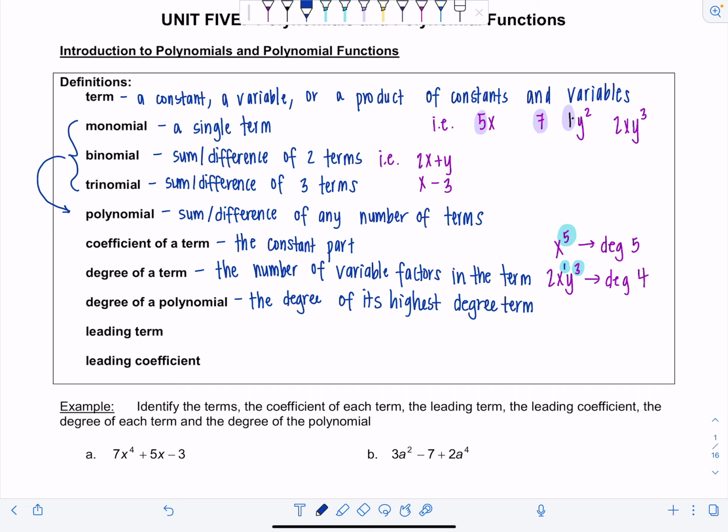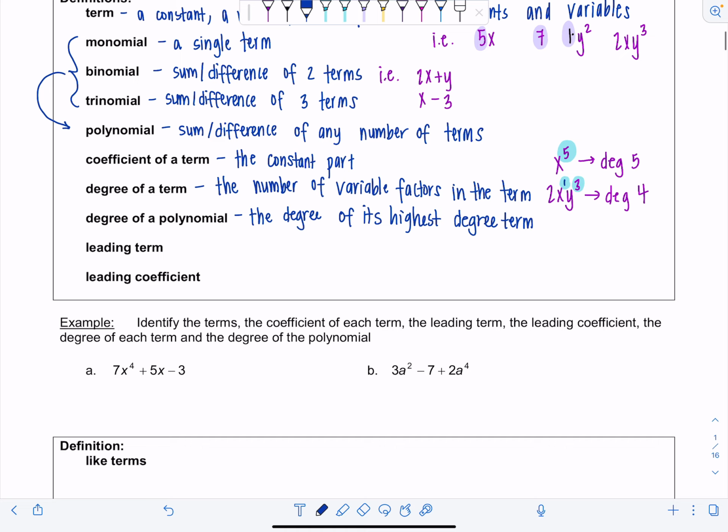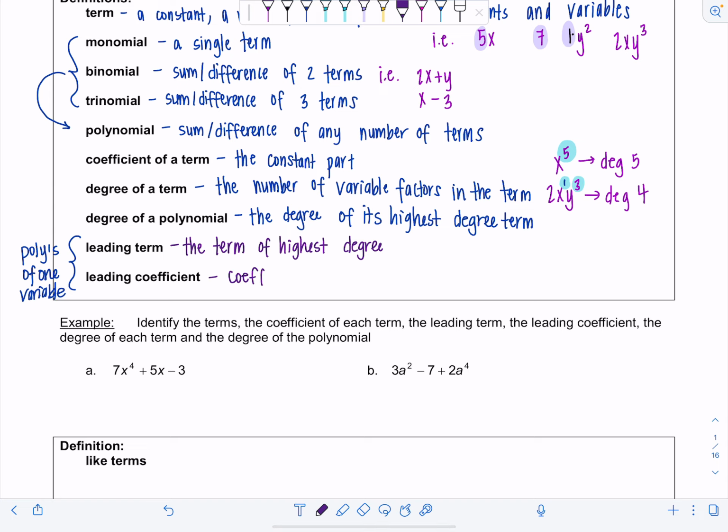And then the last two terms here we use only for polynomials of one variable. Okay, so polys of one variable only. So no mixing x's and y's, okay? So when we talk about the leading term, that's the term of highest degree. So it's leading. And then the leading coefficient would just be the coefficient of that leading term.